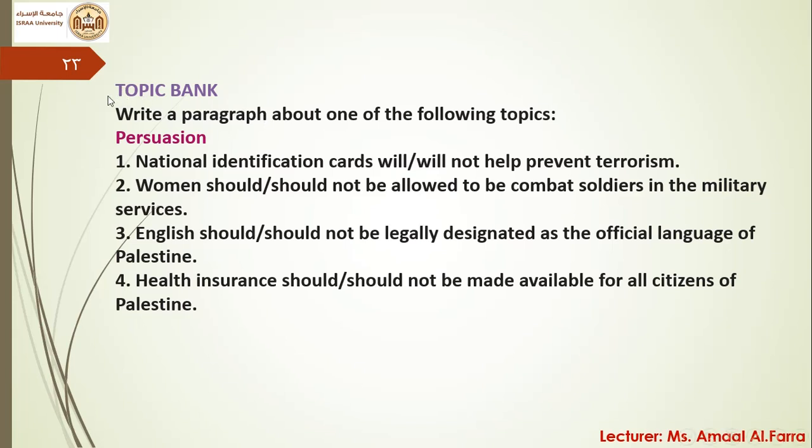You are going to choose a topic and write a paragraph about persuasion. You can use one of these 4 topics. Number 1, national identification cards will or will not help prevent terrorism. You are going to choose either pro, or con, against, when you are writing your persuasion paragraph.